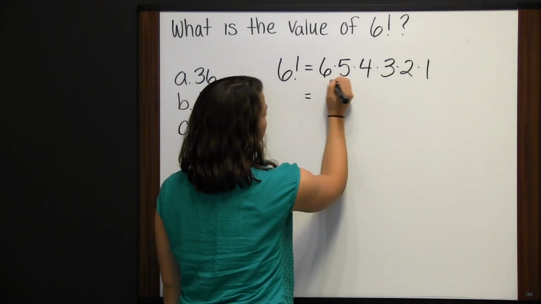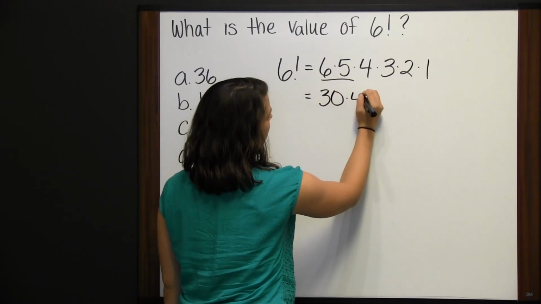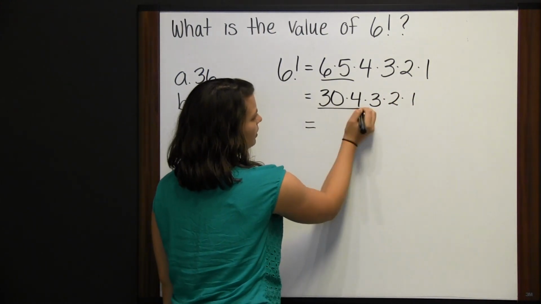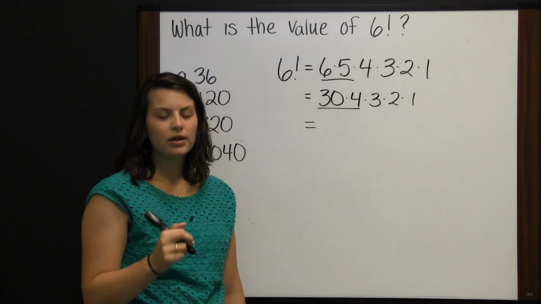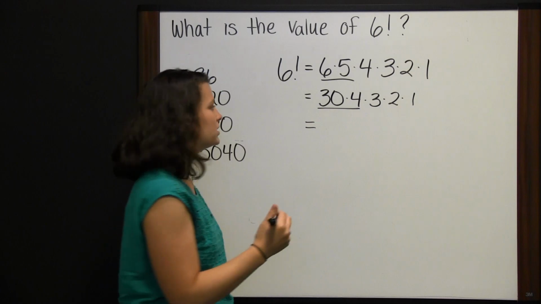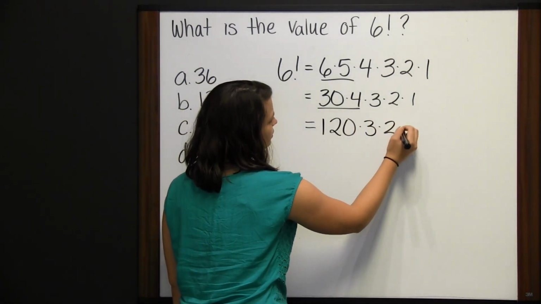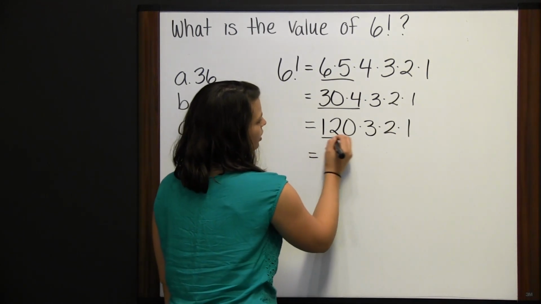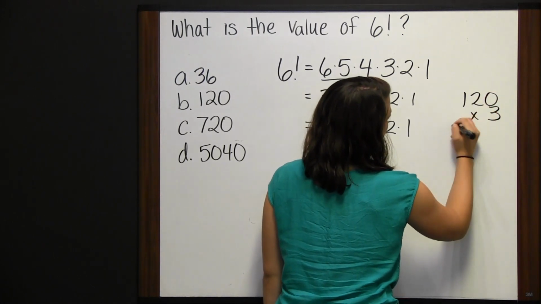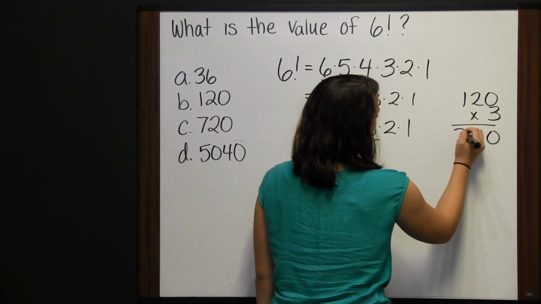So we have 6 times 5, which is 30, times 4, times 3, times 2, times 1. Then we can multiply 30 times 4. We have 30, 60, 90, 120. So 30 times 4 is 120, times 3, times 2, times 1. Then 120 times 3. 3 times 0 is 0. 3 times 2 is 6. 3 times 1 is 3.